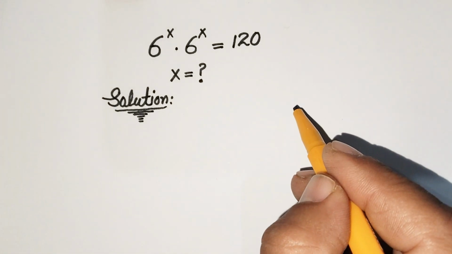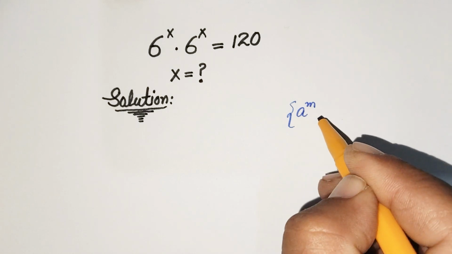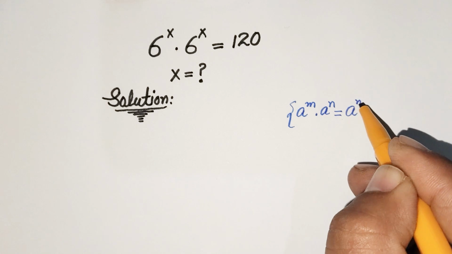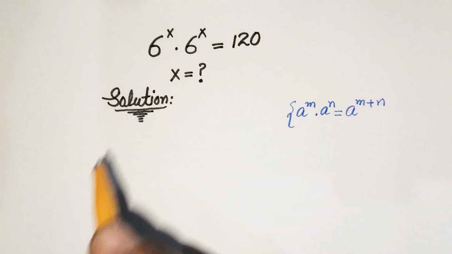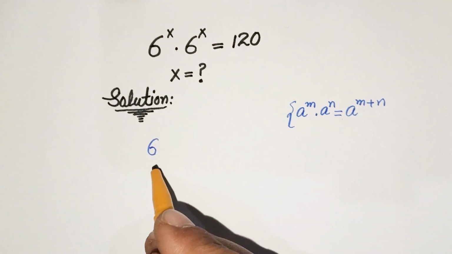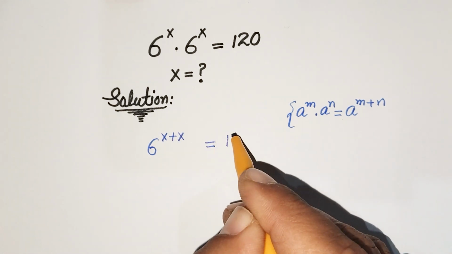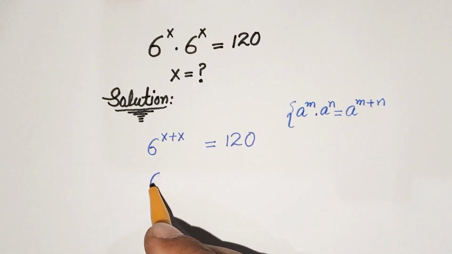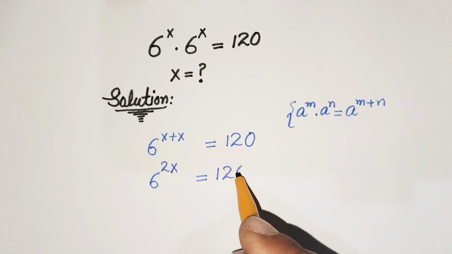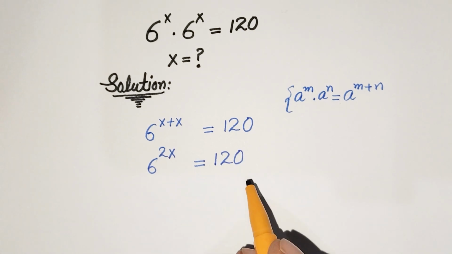So we can use the exponential law, as we know that if we have a raised to the power m times a raised to the power n, it will be equal to a raised to the power m plus n. So now we can see that 6 raised to the power x plus x is equal to 120. Now x plus x is 2x, so 6 raised to the power 2x is equal to 120.